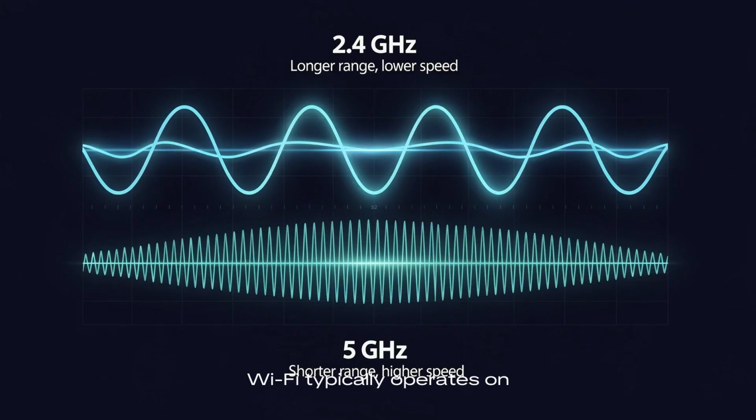Wi-Fi typically operates on two main frequency bands, 2.4 GHz and 5 GHz. The 2.4 GHz band travels farther and passes through walls more easily, but it's slower. The 5 GHz band offers much higher speeds, but has a shorter range and struggles to penetrate solid objects like concrete walls.